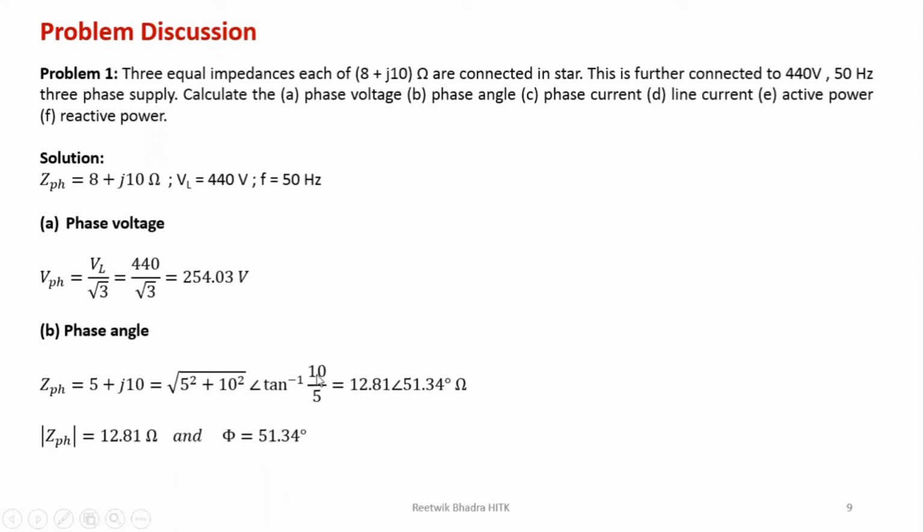So this is how you should calculate your phase angle. Next, phase current. Phase current IPH means VPH by ZPH. So VPH is 254.03 and ZPH is 12.81. You can use the angle also, no problem, or you can use it without the angle. But in order to calculate the phase angle or your power factor, you need this angle. Without this angle, you can't find your power factor. So 254.03 divided by 12.81, just normal VPH by ZPH.